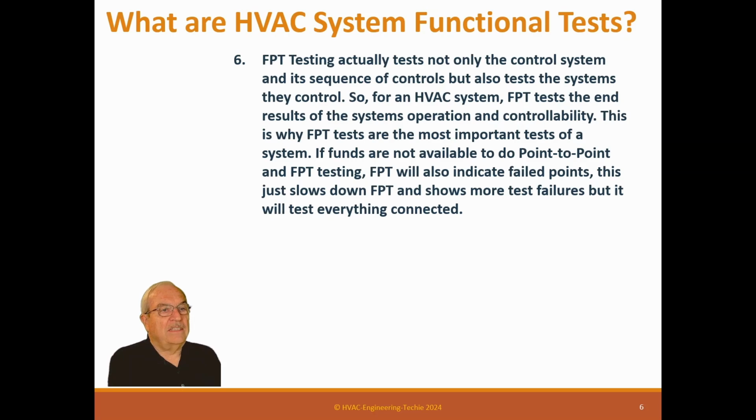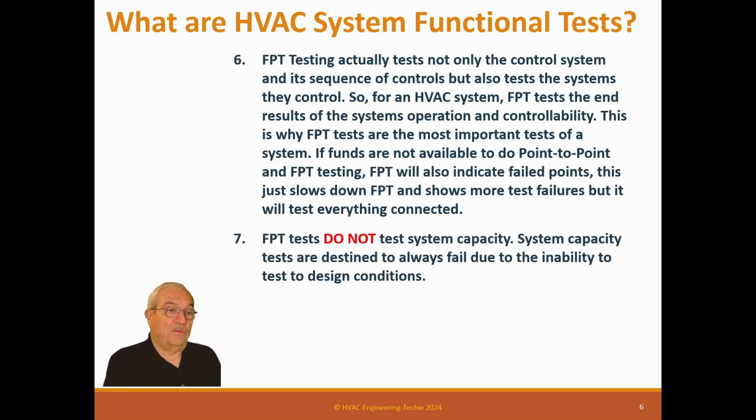If funds are not available to do point-to-point and FPT testing, FPT will also indicate failed points. This just slows down the functional process and shows more test failures, but it will test everything connected. So we always do a point-to-point first to try to not have failed functional tests. But if you want to skip the point-to-point and go straight to real functional tests, then you're going to have a lot of failures. But that's up to whoever's signing the checks.